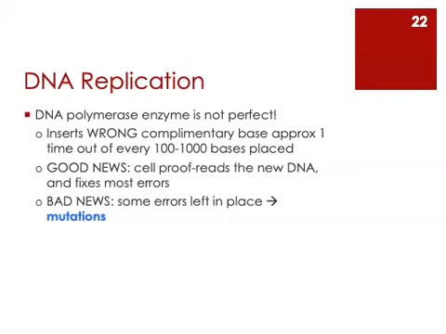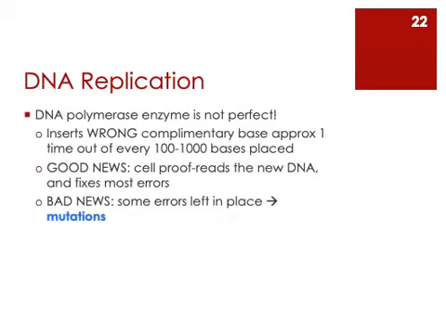It works very quickly, and it is very accurate, but it is not perfect. There are no biological systems that work 100% perfect all the time. So every once in a while, the DNA polymerase enzyme is going to put the wrong base in that new DNA. In fact, it happens about one time out of every 100 to 1,000 bases that are placed. So the enzyme should be placing a T in the new strand because there's an A in the old strand. But instead of placing a T, it makes a mistake, and it puts a G there instead. About once out of every 100 to 1,000 bases, it makes a mistake.